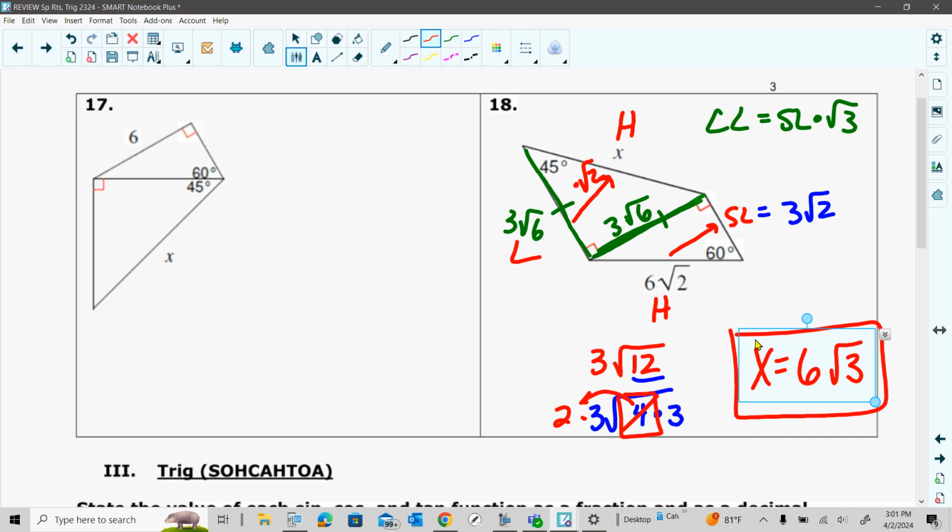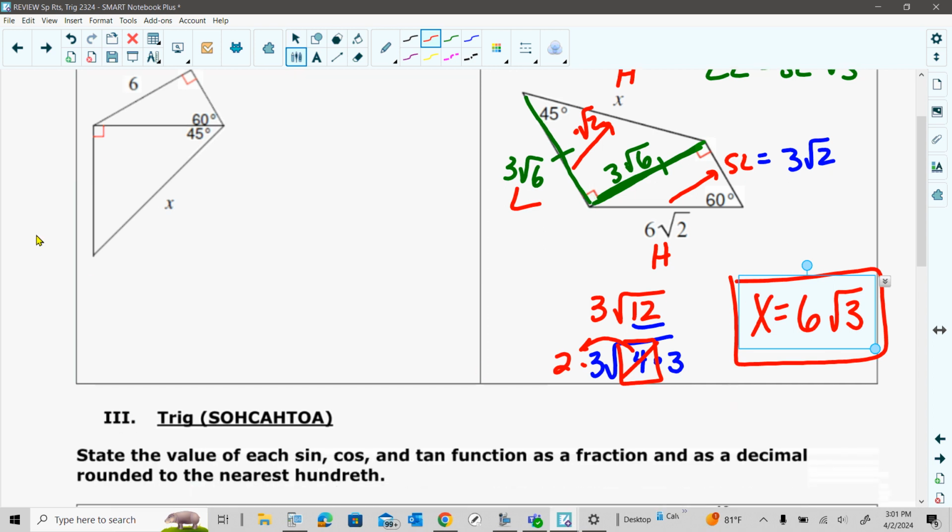And then the next part of the test is our trig, which we have here. Hold on just a second.